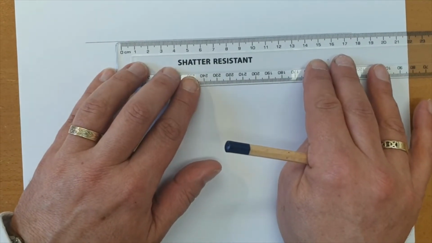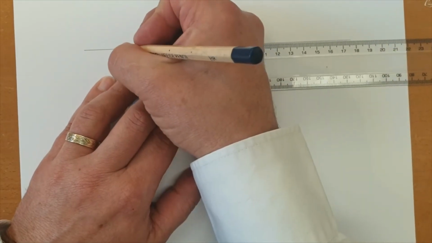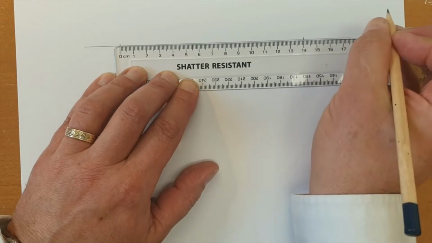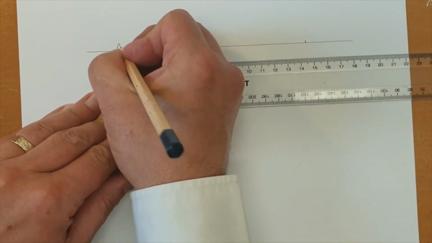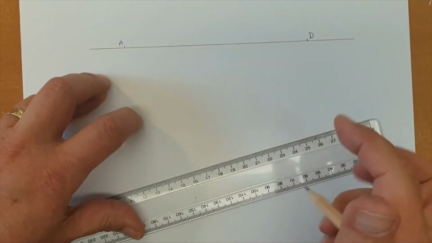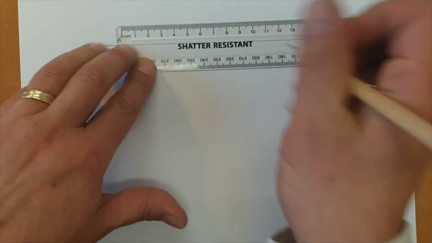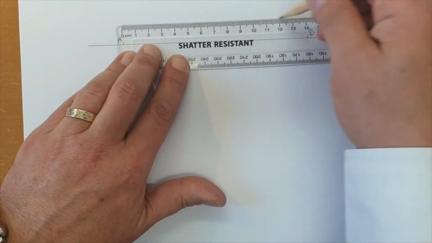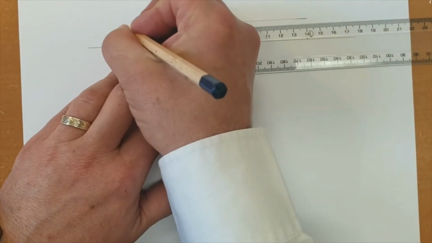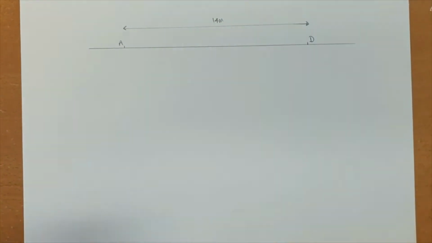The first thing I'm going to do is just set up my 14 centimetres. So here it is, to there, and those are my points A and D. I'm just going to label those now so I know exactly what I'm doing. Now that's 14 centimetres, so I'll put another little line in there and mark 14 centimetres on it, just so I know what I'm doing. Get rid of that ruler.